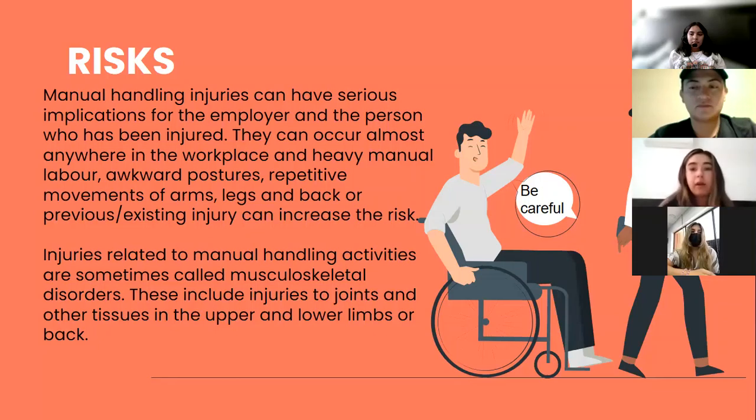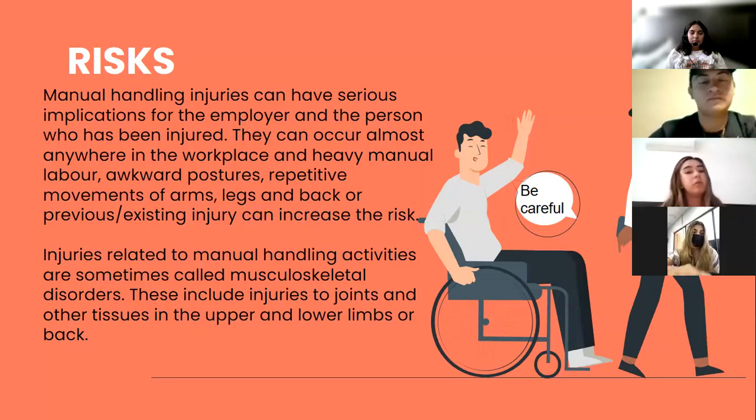So there are a lot of risks. Manual handling injuries can have serious implications for the employer and the person who has been injured. They can occur almost anywhere in the workplace, and heavy manual labor, awkward postures, repetitive movements of arms, legs, and back, or previous existing injury can increase the risk. Injuries related to manual handling activities are sometimes called musculoskeletal disorders. These include injuries to joints and other issues in the upper and lower limbs or back.